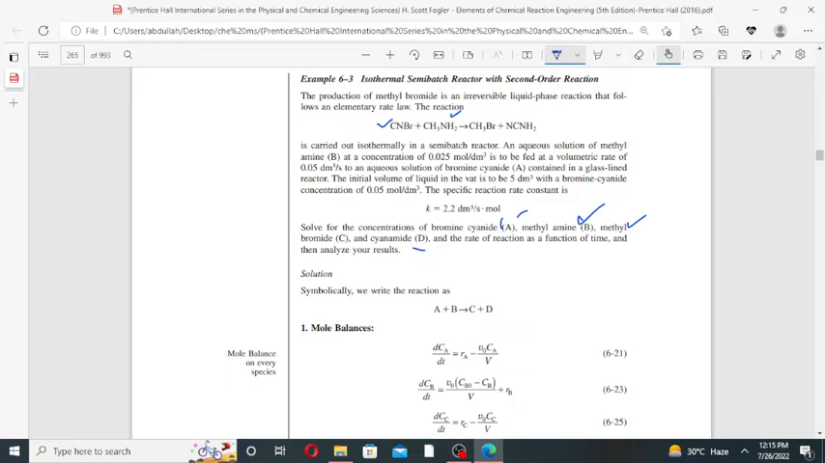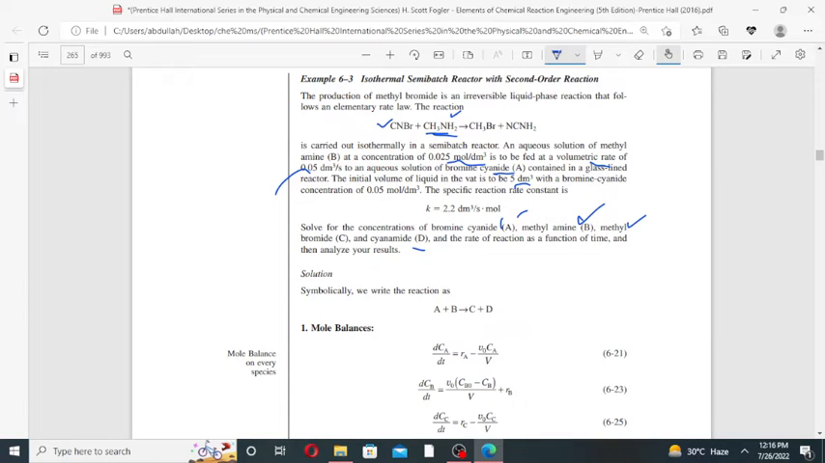The temperature in this semi-batch reactor is constant, and the concentration of the aqueous solution of methylamine is 0.025 mole per dm cube. Methylamine, which is component B, is added to component A, which is the bromocyanide. The volumetric flow rate of component B is 0.05 dm cube per second. The initial volume of component A in the semi-batch reactor is 5 dm cube.